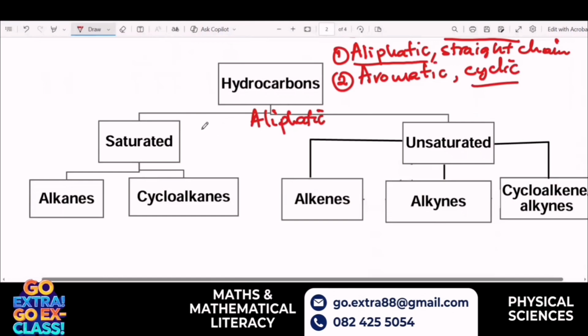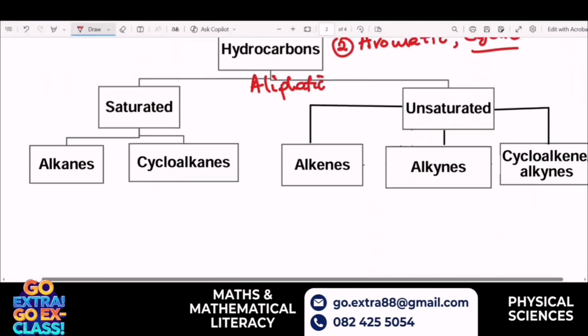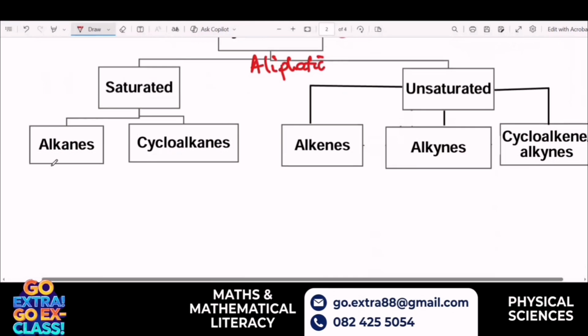Now we have two groups of them: saturated and unsaturated, and we have already mentioned what saturated and unsaturated mean. Continuing, for the saturated ones we have two groups, called alkanes and cycloalkanes. The cycloalkanes are also cyclic, forming a chain that goes around in a cycle. Now we also have the aliphatic unsaturated ones. They are called alkenes, with an E here compared to this one here.